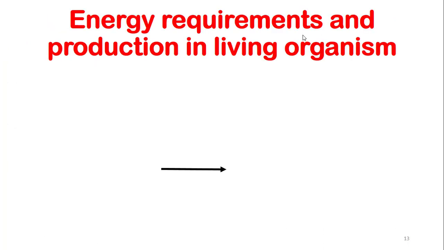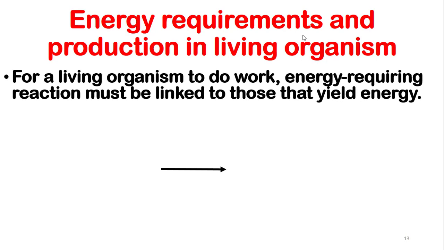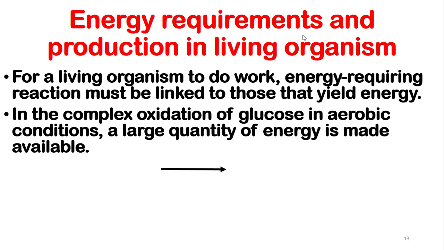Energy requirements and production in living organisms. Number 1. For a living organism to do work, energy-requiring reactions must be linked to those that yield energy. In the complex oxidation of glucose in aerobic conditions, a large quantity of energy is made available. So glucose is a form of energy. It can be converted to other forms of energy.